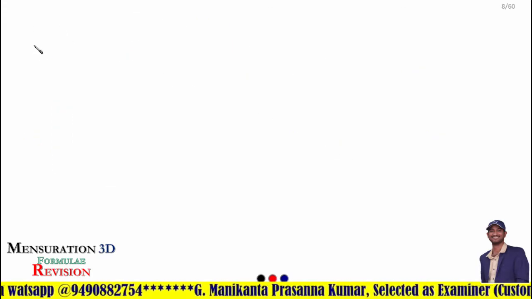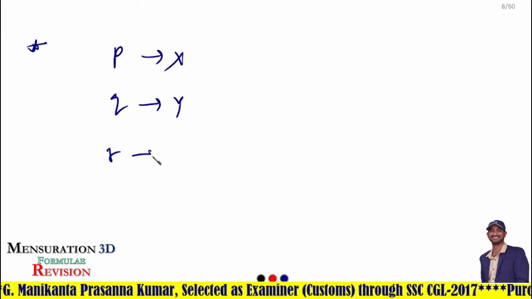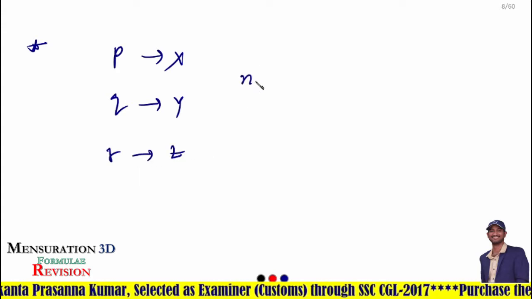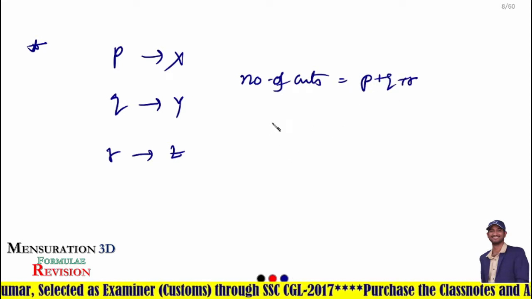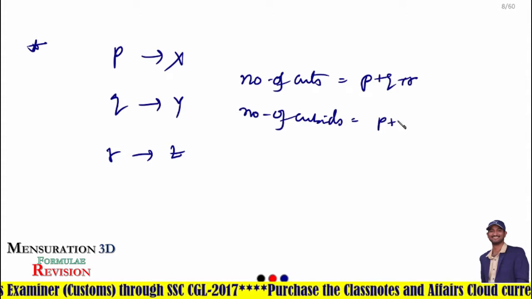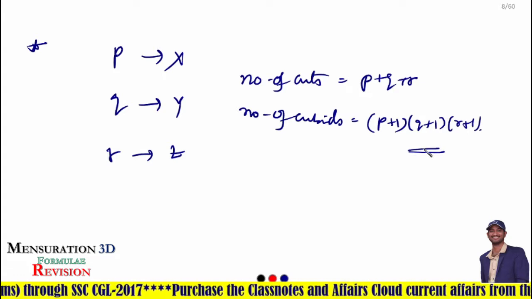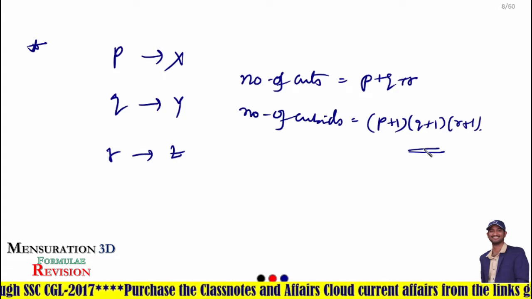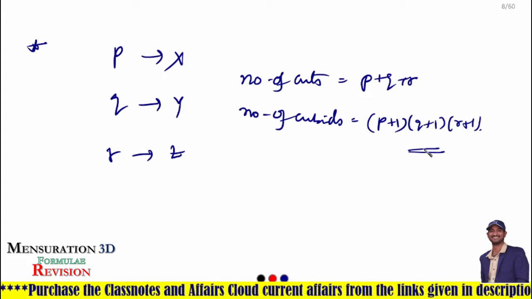Next, in the cuboids, number of cuts. If a cuboid is cut P times parallel to the X axis, Q times parallel to Y and R times parallel to Z axis, the number of cuts is equal to P plus Q plus R. What about the number of cuboids formed? Number of cuboids is equal to (P plus 1) into (Q plus 1) into (R plus 1). This is about the number of cuts and the number of cuboids formed when the cuts are given.